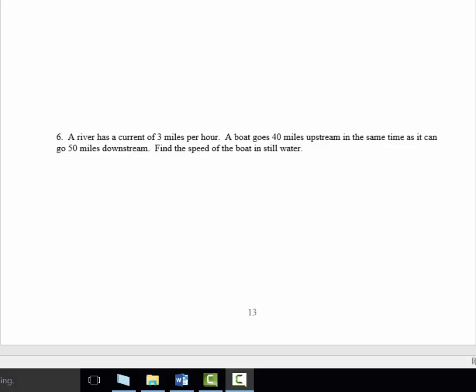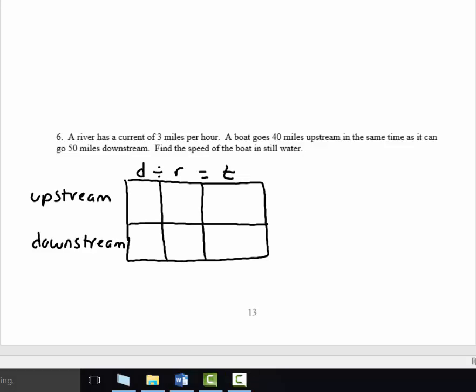I like to draw a table. And the table is going to look like this. Your formula is distance divided by rate equals time. Why did I set it up that way? Because it did say in the same time, so I know the times are going to have to be equal. The time upstream will have to equal the time downstream. So we have an upstream row and we have a downstream row.